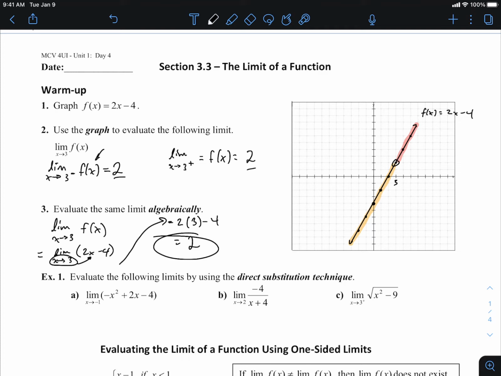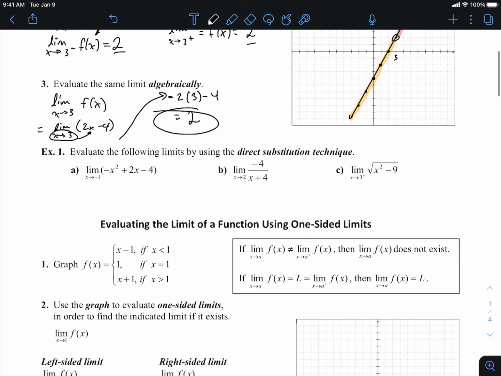And so we can evaluate these things algebraically, or we can produce the graphs and look at the limit, because sometimes the graphs tell a bit of a better story than the function itself. Sometimes you can't see discontinuities in the graph. So example 1 here just wants us to get some practice with the direct substitution, which isn't anything too crazy.